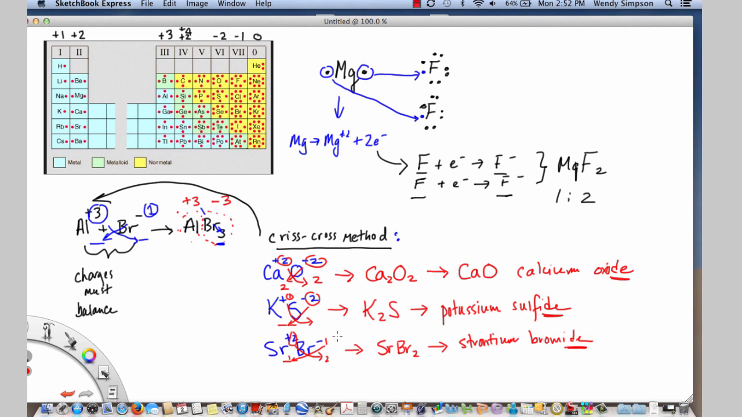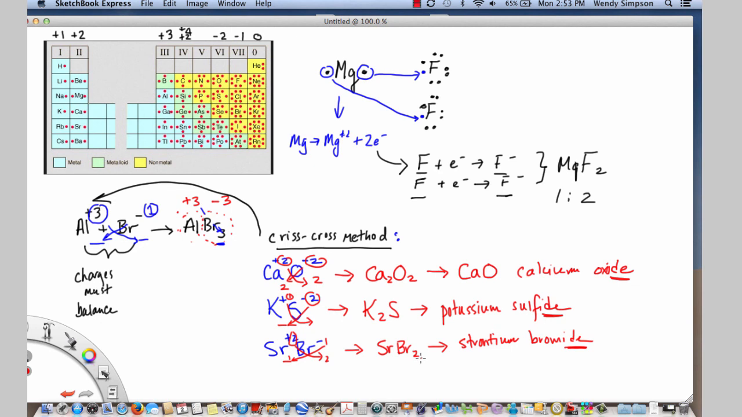The charges have to balance. The crisscross method is the shortcut way of ensuring that, but we can go and double check our formulas to see if those charges balance. Calcium has a +2 charge, oxygen has a -2 charge, +2 and -2 balance. Potassium has a +1 charge, sulfur has a -2 charge. We have 2 +1s, that equals a +2 net charge here on the cation, a -2 charge on the anion, the charge is balanced. Strontium has a +2 charge, bromine has a -1 charge. There are 2 bromide ions, anions, so that is a net charge of -2 on the anion side, and a +2 charge on the strontium side. +2 and -2 equals 0. The charges balance in this compound.